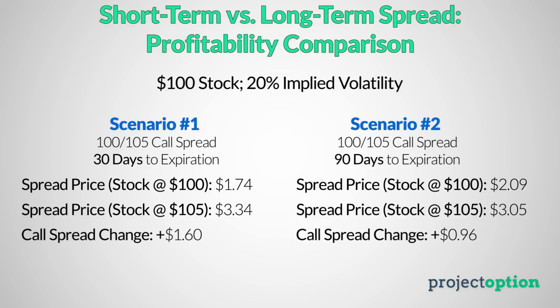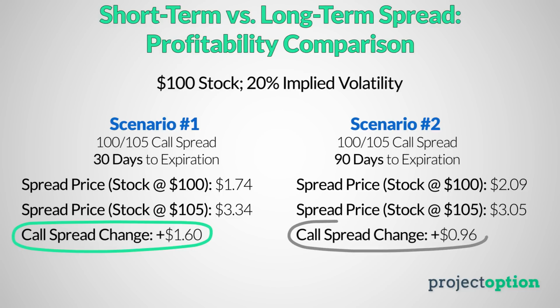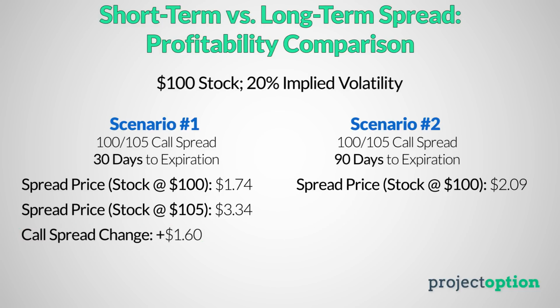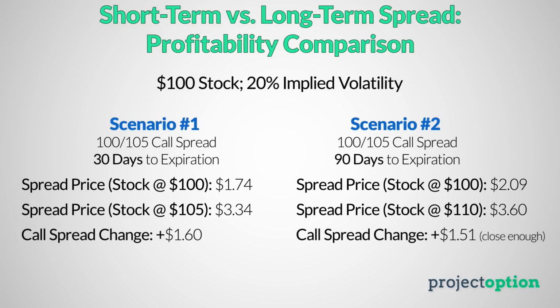As I mentioned earlier, a shorter-term vertical spread will experience quicker profits if the stock price moves in favor of that spread, which this simulation validates because the 30-day call spread experienced a $1.60 increase, but the 90-day call spread using the exact same strike prices and experiencing the same exact stock price movement only experienced a 96-cent increase in the spread's valuation. For the 90-day call spread to experience the same $1.60 profit that the 30-day call spread experienced, the stock price would have had to increase from $100 to about $110 on the same exact trading day for the spread's profit to reach about $1.60.